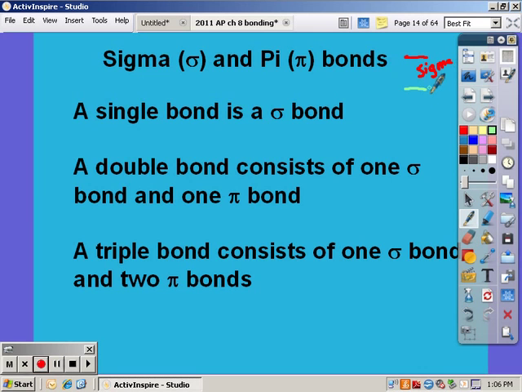So we're going to represent sigma with the red line and pi with the white line. If we were drawing a single bond, it would just be a sigma, while a double bond is one sigma and one pi, and a triple bond is one sigma and two pi.